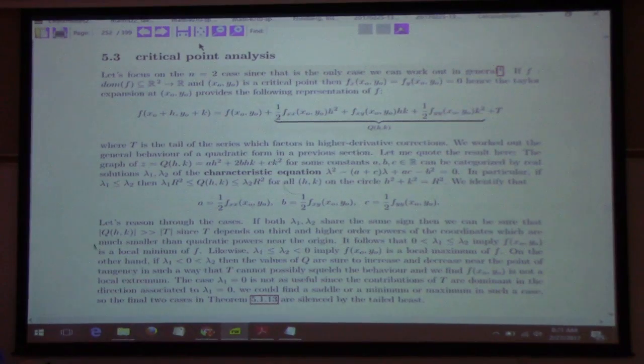So close to the critical point, it stands to reason that this quadratic piece, which I've called the Hessian, should dominate, all right? And then I gave you this Uber example last time, showing you that if you wanted to decide where ah squared plus 2bhk plus ck squared is minimized or maximized on a little circle of radius r, it comes down to looking at the characteristic equation, lambda squared minus (a plus c) lambda plus this thing equal to zero.